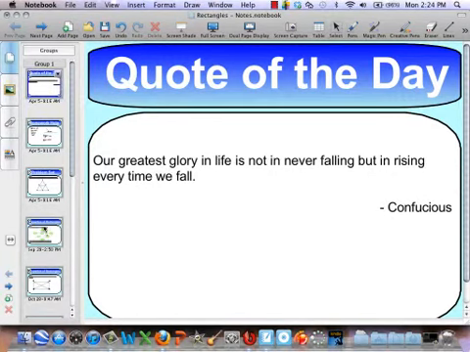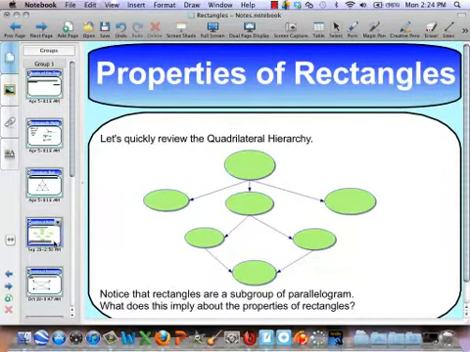All right, let's go ahead and move forward. I want to talk about triangles. You guys will need out that table that had all the properties on it. You'll need that out. And we're going to go over this diagram one more time, and talk about the quadrilateral hierarchy.